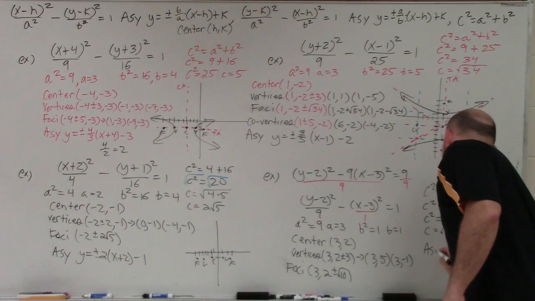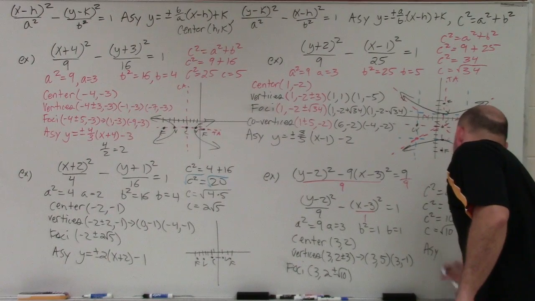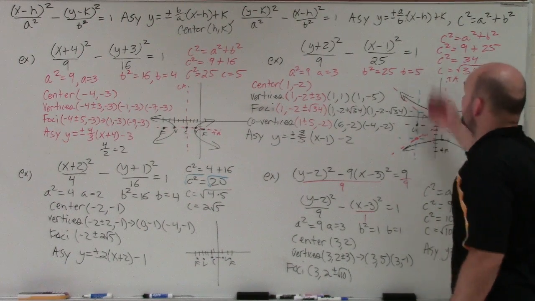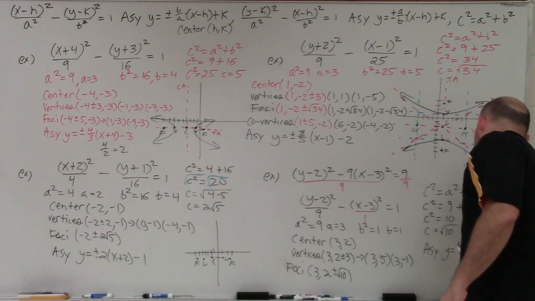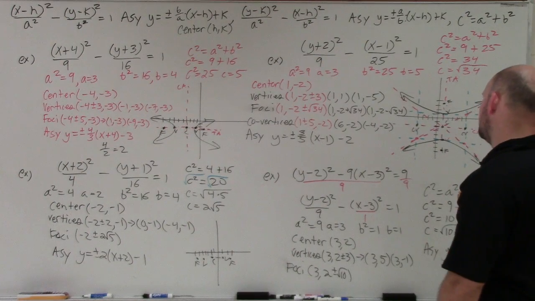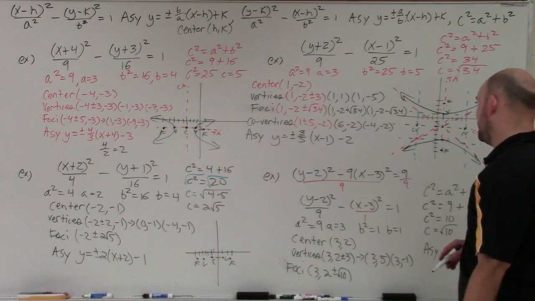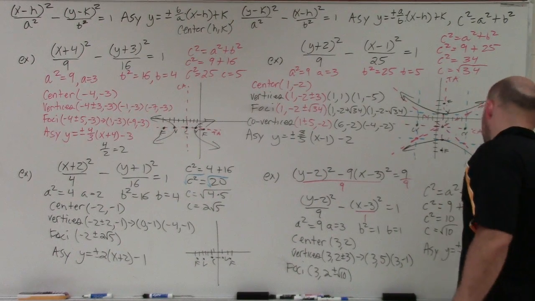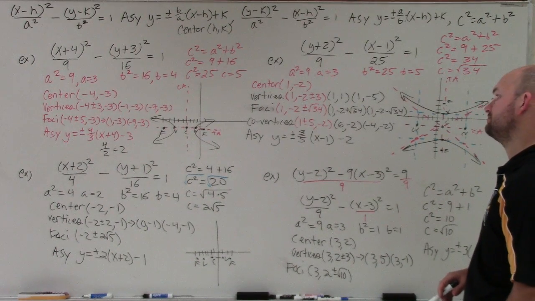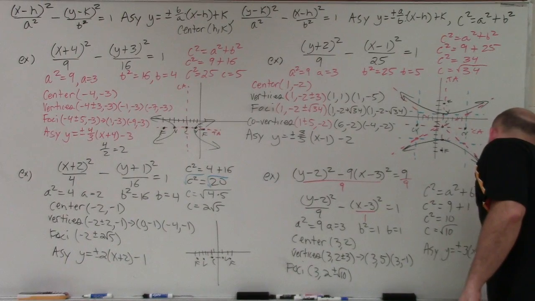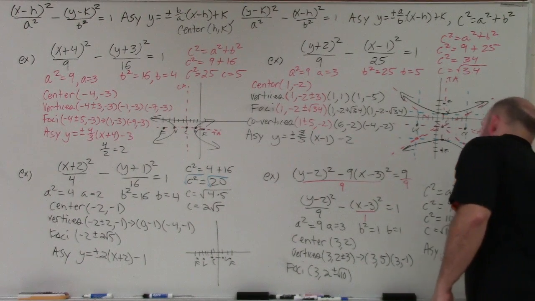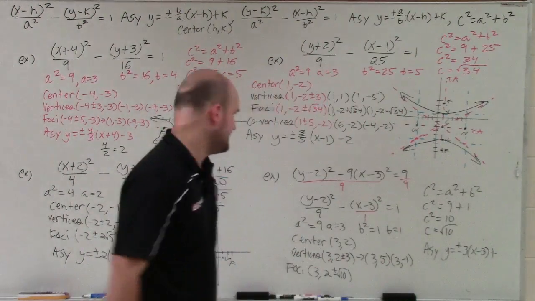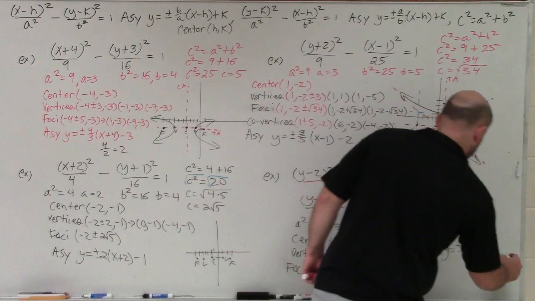Lastly, to find my asymptote, I just plug the information into my equation for an asymptote, which is y equals plus or minus a over b. So that's going to be a over b, 3 over 1, which is just 3, times x minus h, which is going to be x minus 3. And then plus my k, which in this case is 2.